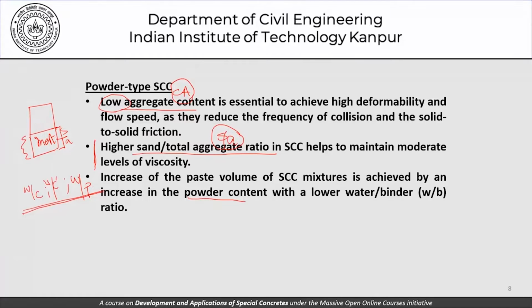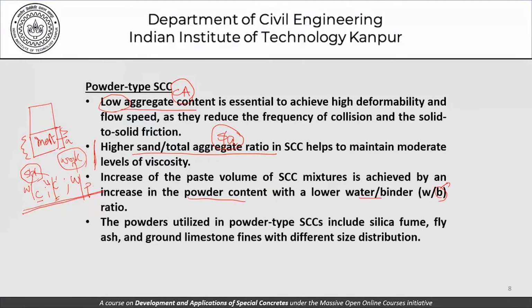I've already explained to you that water-cement ratio and water-cementitious material ratio really refers to the understanding from the point of view of strength, whereas water to powder ratio is more important from the point of view of workability or the viscosity of the concrete that we are talking about. And of course, what's written here is with a lower water to binder ratio. The word binder here refers to cementitious materials.